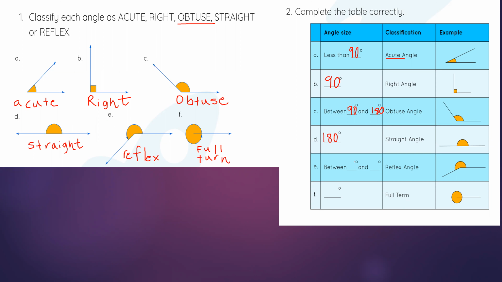Yes, sir. That's correct. Julicia, a reflex angle is between what and what? A reflex angle is between 180 and 360. Very good. It's between 180 and 360.